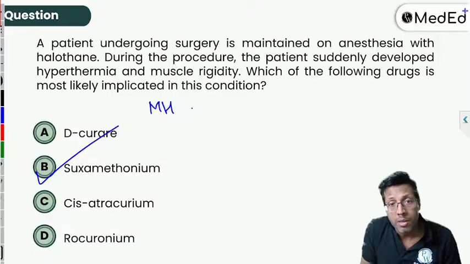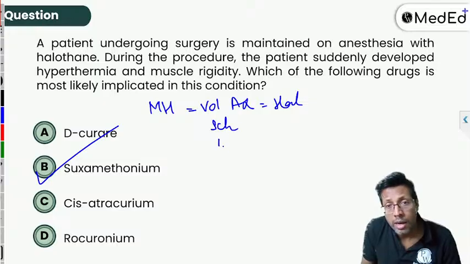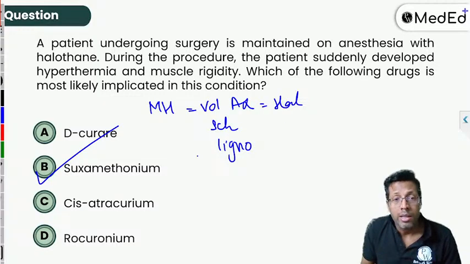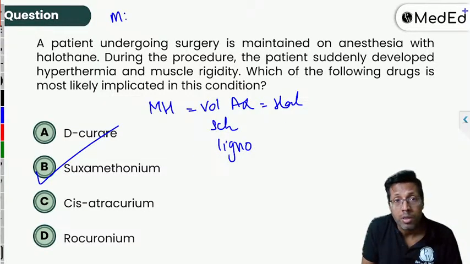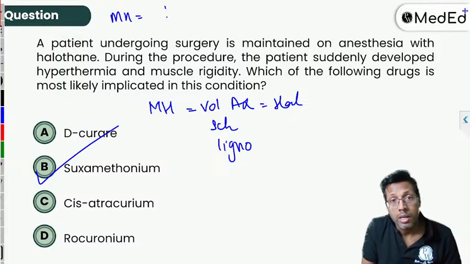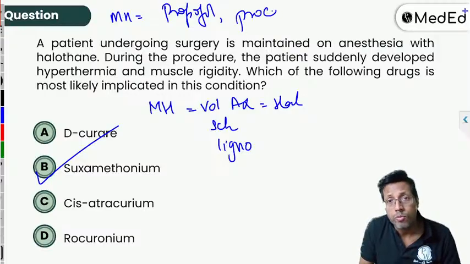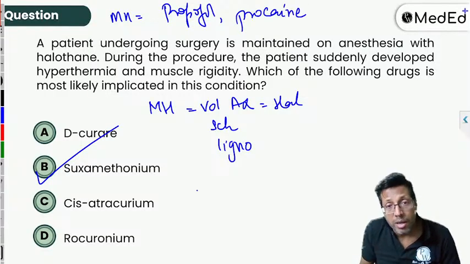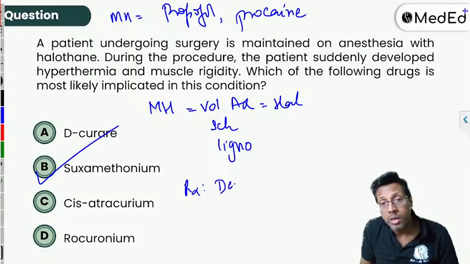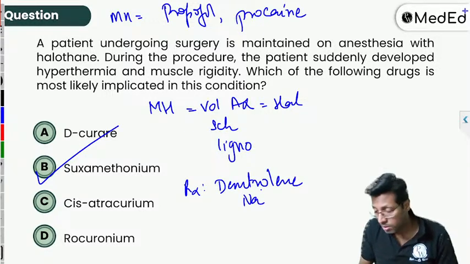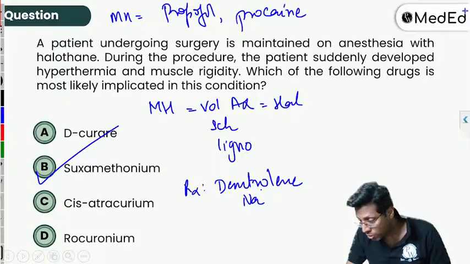So remember, malignant hyperthermia is basically caused by volatile anesthetic agents, especially halothane. It is caused by succinylcholine and lignocaine, right? That is why in a patient of malignant hyperthermia who comes for surgery, propofol is the drug of choice for GA, and because lignocaine is also avoided, procaine is used for local anesthesia. And treatment of malignant hyperthermia in the OT is dantrolene sodium. Right, these are the questions from here. Clear? Dexamethasone is the answer.